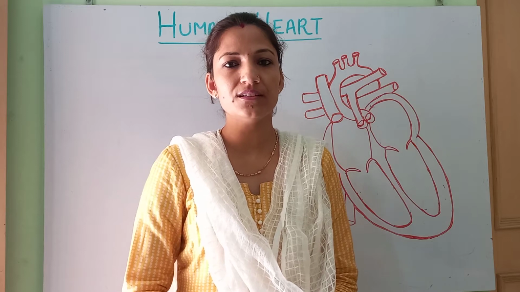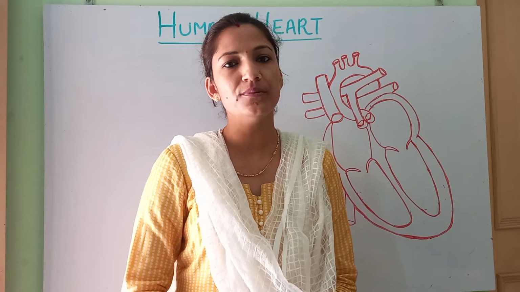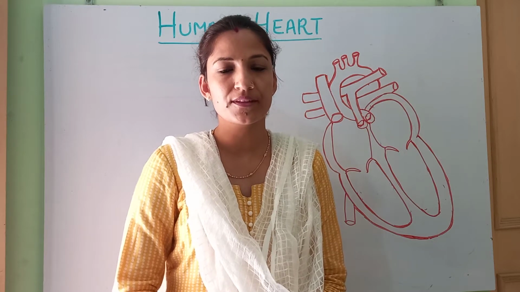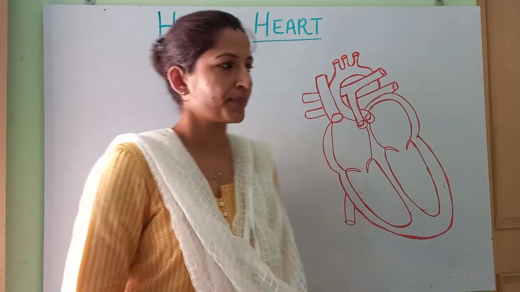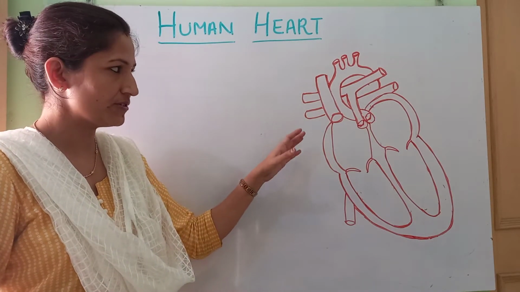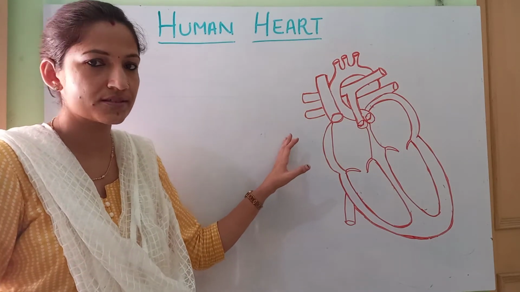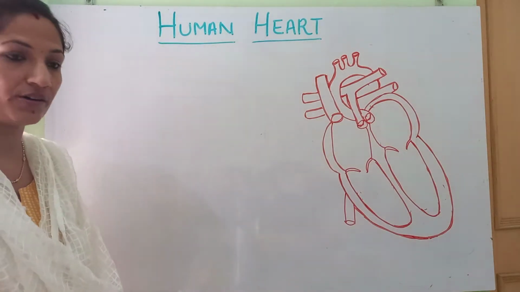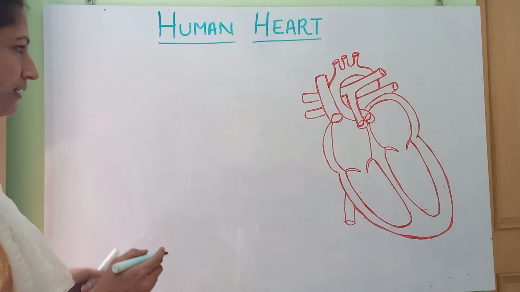In today's lecture, we are going to talk about the human heart, the main component of the circulatory system. So let's discuss the same. As you can see in the diagram, we are going to discuss it with the labelings. So first we'll talk about the heart, what it is made up of, how it looks, and so on.